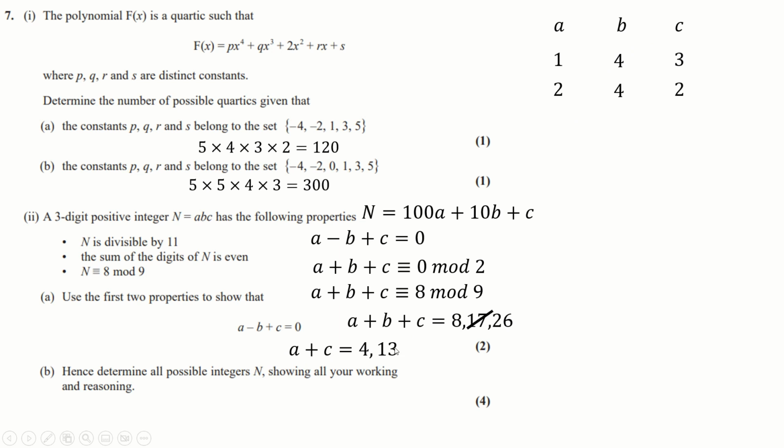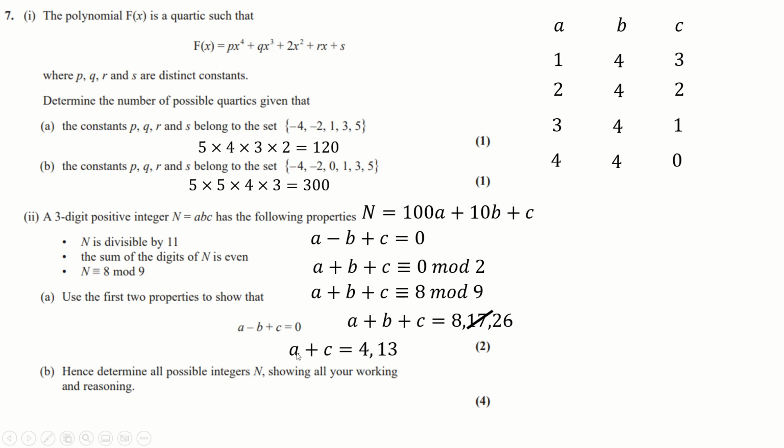If a is 2, we can't make c 11, so that would just be that. If a is 3, we can make c 1. We still can't make it 10. B is just going to be 4 again. And then if a is 4, we can make c 0, which we are allowed to do, and b is 4, and we get that.